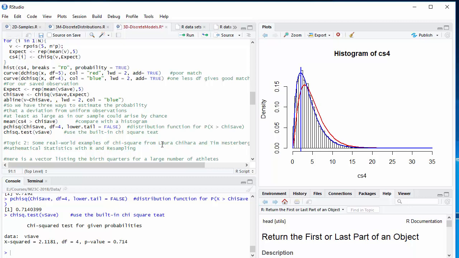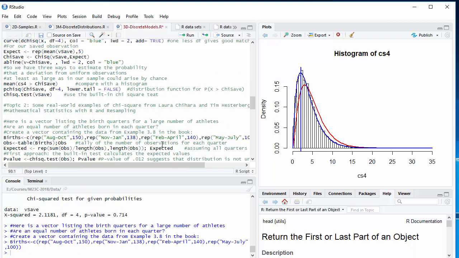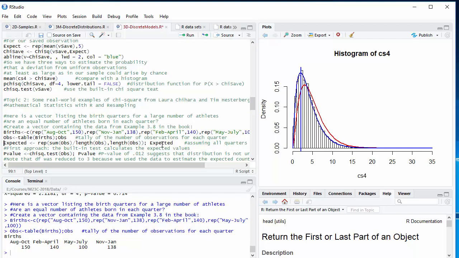Now let me show you some examples with real-world data. These are taken from Chihara and Hesterberg's Mathematical Statistics with R and Resampling, which I credit for about 90% of what I know about statistics. Here's a vector that has a table of the quarter of the year in which athletes were born. And the funny thing about this is there are surprisingly few athletes who were born in the period May, June, and July. Question, is this discrepancy significant?